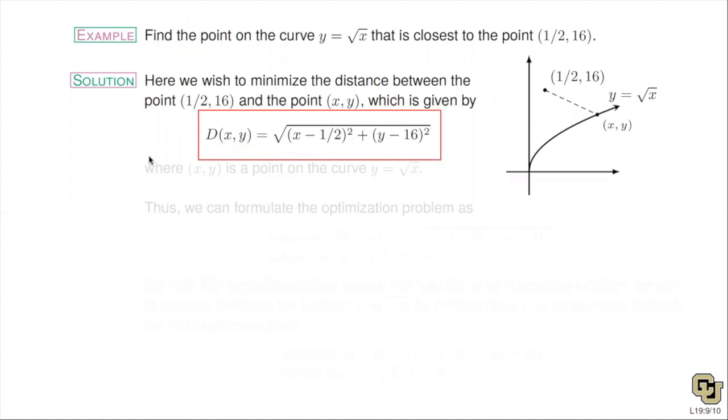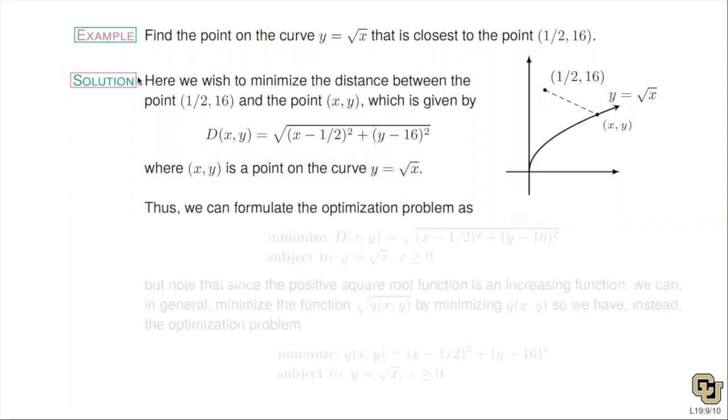And here's the restriction: the y coordinate has to satisfy this equation. The y coordinate has to be equal to square root of x, so that the point (x, y) is always on the positive square root of x curve. So here's the optimization problem. Minimize the distance formula subject to y equals square root of x, x greater than or equal to 0.